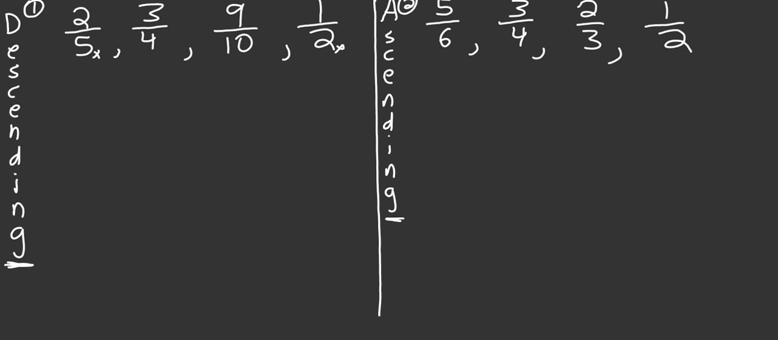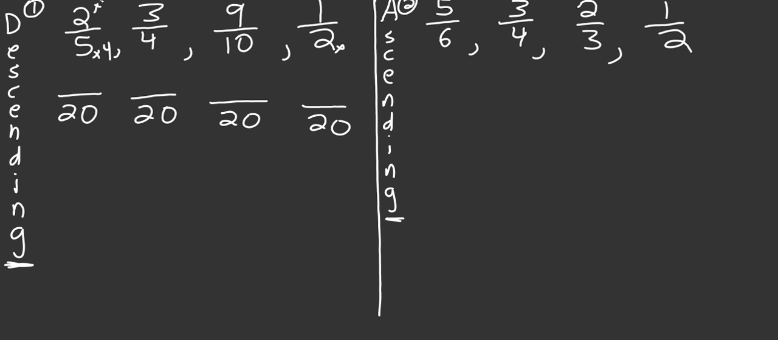I could do 40 if I didn't see it, but we know using our multiplication tables that 4 goes into 20, and 10 goes into 20, so 20 will be our lowest common denominator. I'm going to multiply 5 times 4, because that's how I get 20. 4 times 5 gets me 20. 10 times 2 gets me 20. And 2 times 10 gets me 20. All right, so 2 times 4 gives me 8.